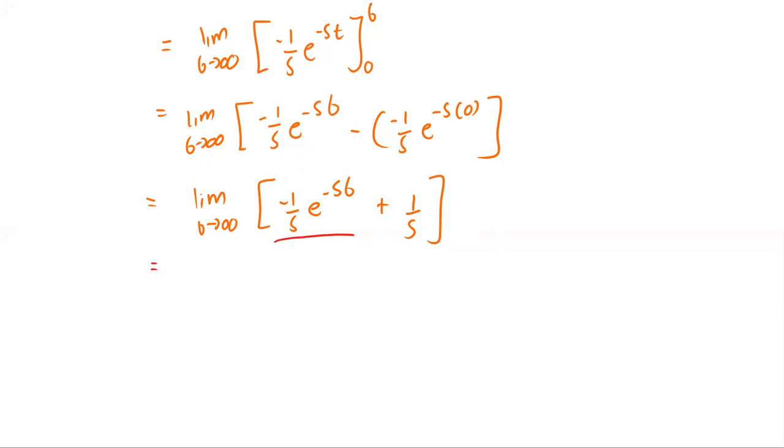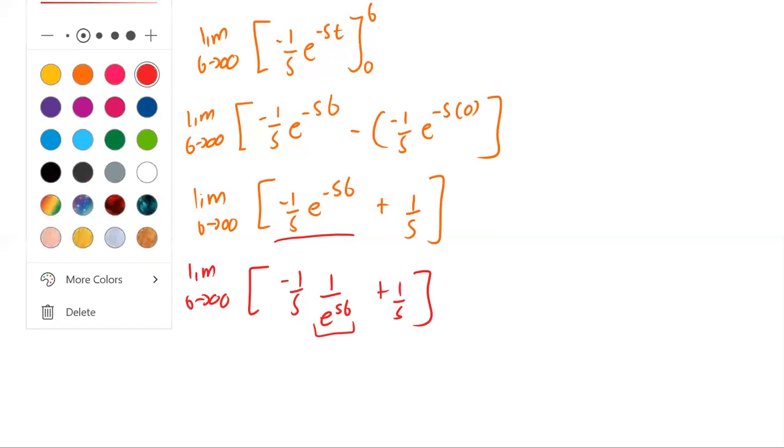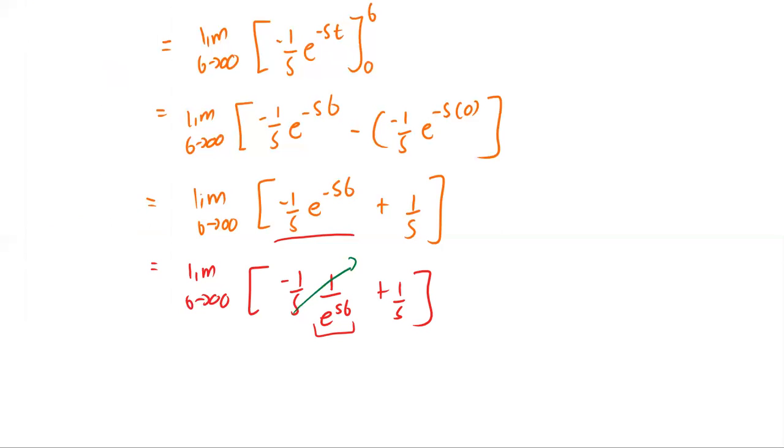Another way of looking at this, which might be simpler, so let me do one more simplification to the negative 1 over s times 1 over e to the sb. Let's write it like that. So again, if s is positive, since b is positive, as b grows larger, this fraction here is going to 0, which means that this whole product is going to 0.